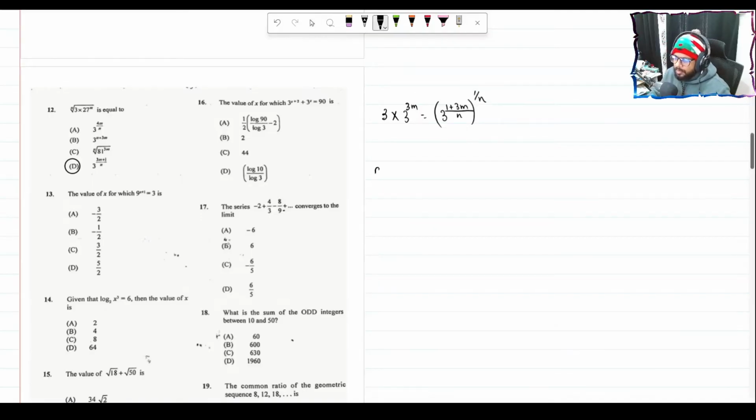So I have 9 to the power x plus 1 is equal to 3. 9 is 3 squared. There's 3 to the power 2 into x plus 1 is equal to 3 to the power 1. Equate the powers. 2 into x plus 1 is 1. 2x plus 2, move it around. 2x is equal to minus 1. X is equal to minus a half. B is my answer.